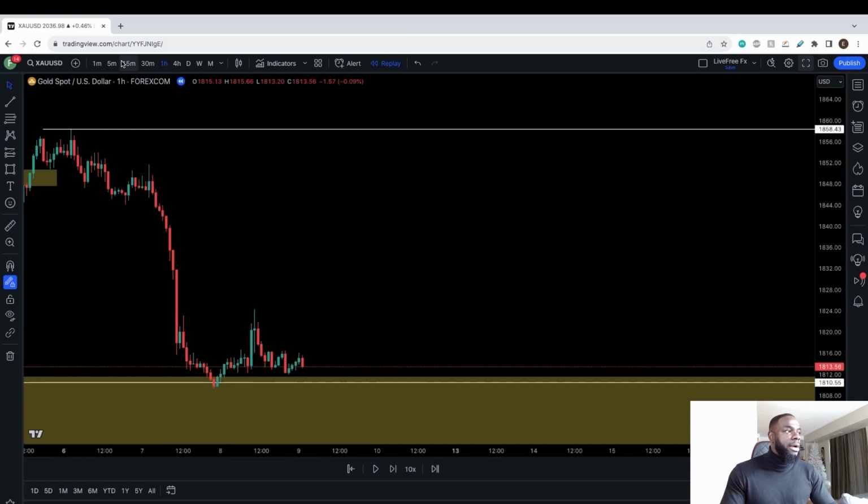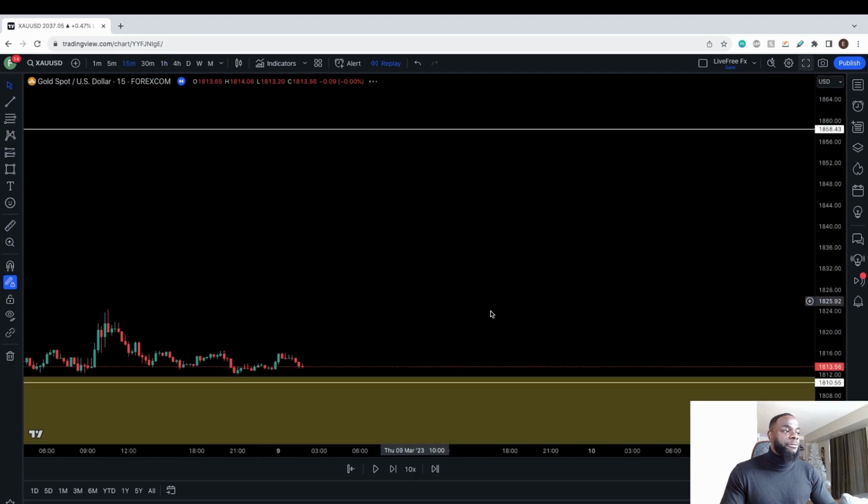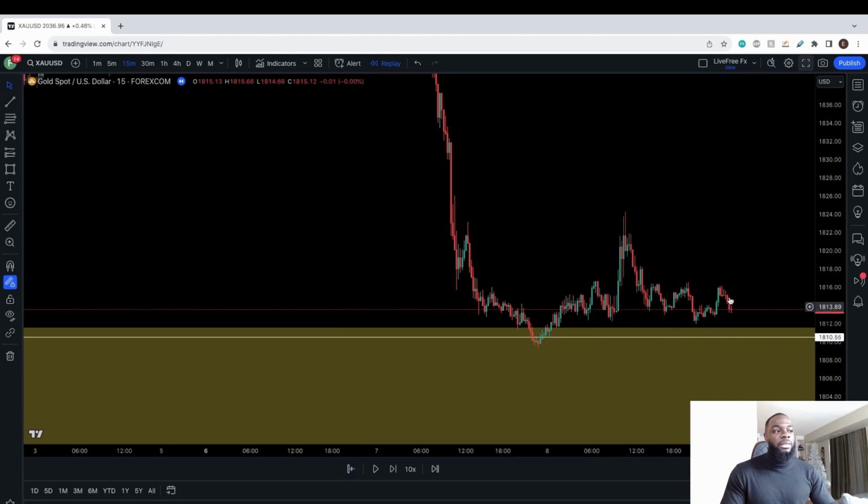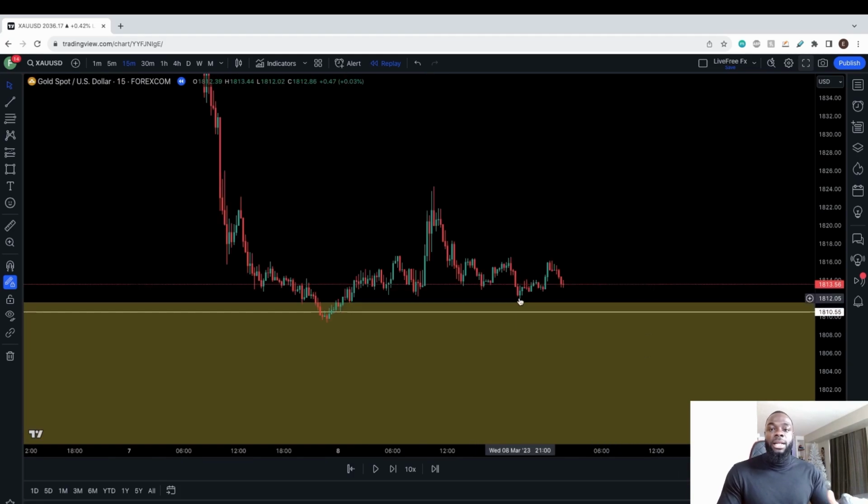What we can do now is even scale down to the 15-minute time frame, and we're seeing that price is at a support level. Since price is at a support level, a lot of traders will just buy. Personally, what I like to do is wait for my strategy to come into play. If price gives me the opportunity, sure. If it doesn't, then it's okay.